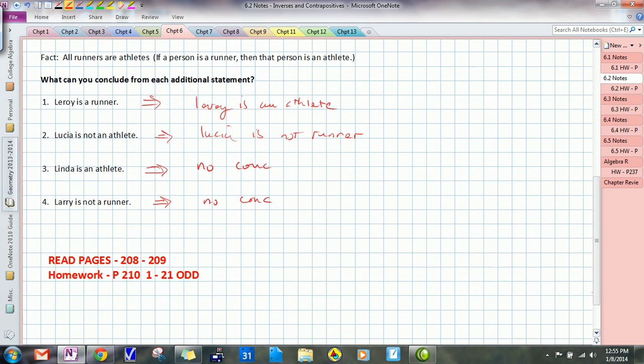Your homework would be for you to write these notes down in your notebook, and then make sure you read pages 208 and 209, that's this section, and the homework is page 210, 1 through 21 odd.